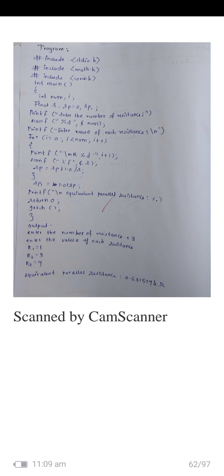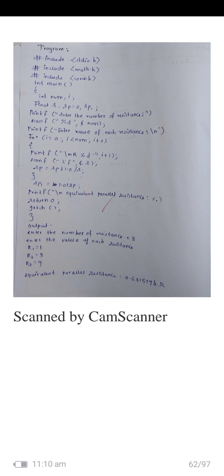printf("\nR%d", i+1), where %d means decimal, closing bracket, semicolon. Then scanf("%f", &R), where %f means float. Then RP = RP + 1.0/R, and RPI = 1.0/RP. Then printf("\nEquivalent parallel resistance is = %f", RPI), return 0 or getch(). This is the formula for parallel resistance.